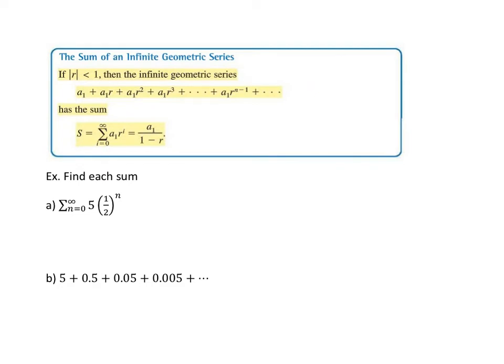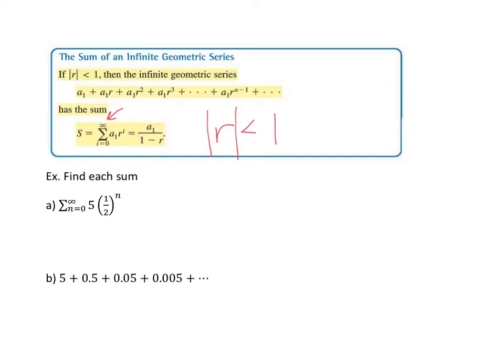Something special about geometric series is that if it goes to infinity, you can find the sum as long as your r is less than 1, or the absolute value of r. Meaning you're multiplying by a fraction. The number you're getting in your sequence is getting smaller and smaller and smaller. It's going to approach a sum.